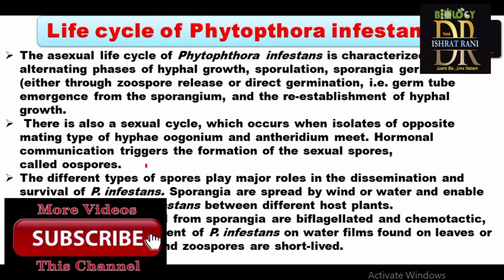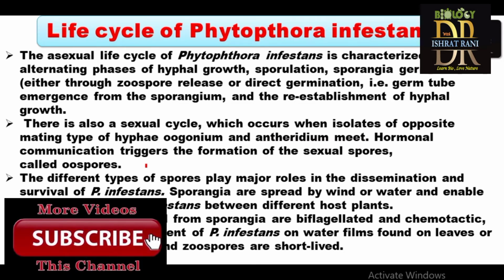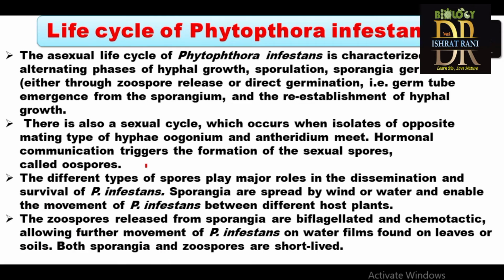There is also a sexual cycle, which occurs when two opposite mating hyphae, like Oogonium and Antheridium, meet. They will form the sexual spores called oospores. The different types of spores play a major role in dissemination and survival of Phytophthora infestans.